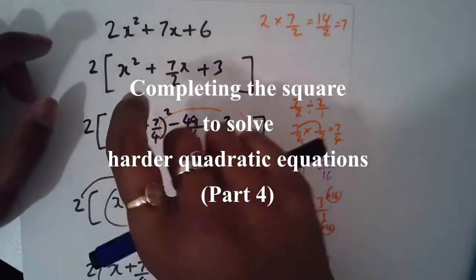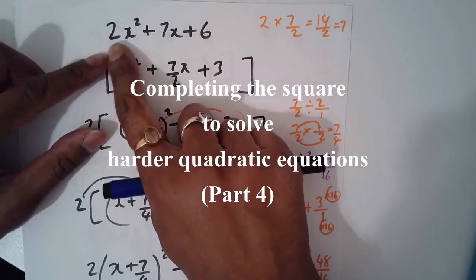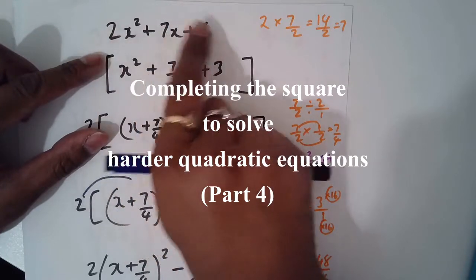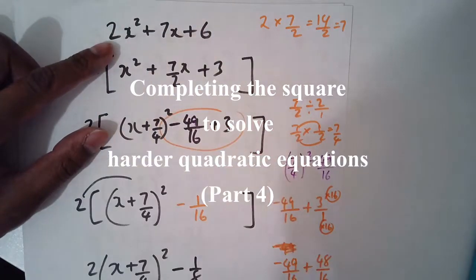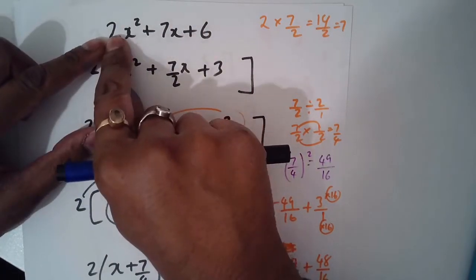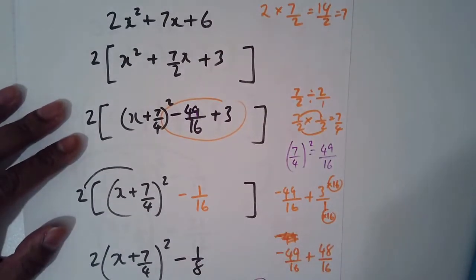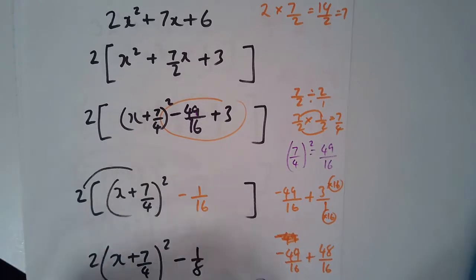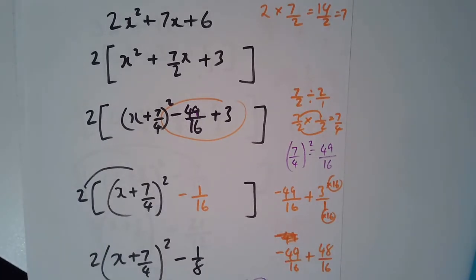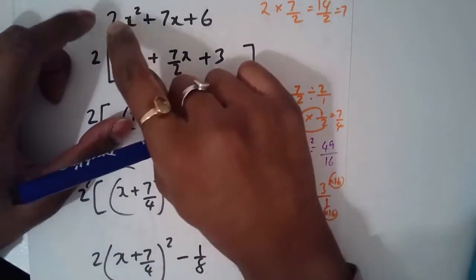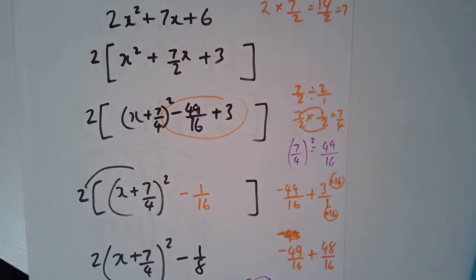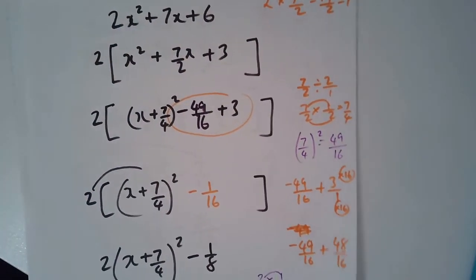In a previous video, I showed you how to complete the square for a quadratic expression. It's much tougher when you've got a number in front of the x squared, hence there's a lot more working out. But what about solving quadratic equations by completing the square, but where you've got a number in front of the x squared? So I'm going to try that now.